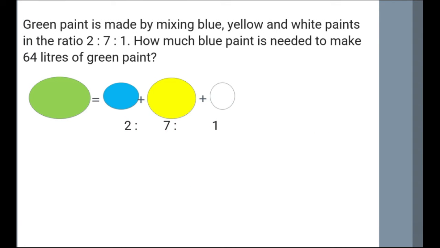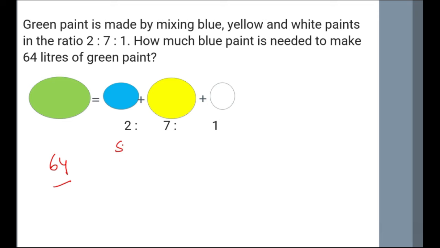Green paint is made by mixing blue, yellow and white paint in the ratio 2 is to 7 is to 1. How much blue paint is needed to make 64 liters of green paint? So again we have 3 types of paints which when we mix together in a ratio 2 is to 7 is to 1, we get this green color. So we have to make 64 liters of green paint. Then how much blue paint is needed?